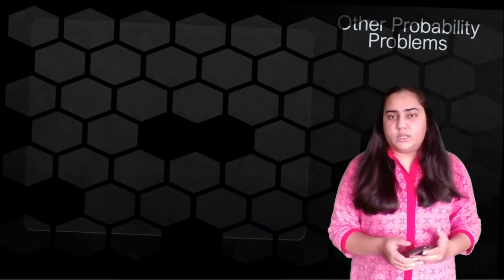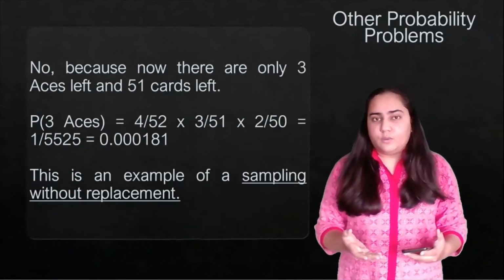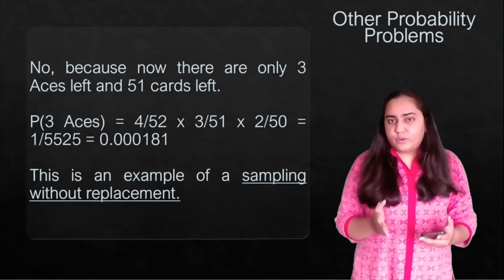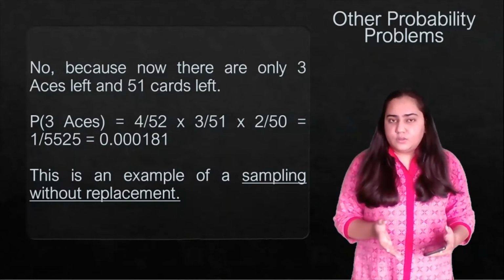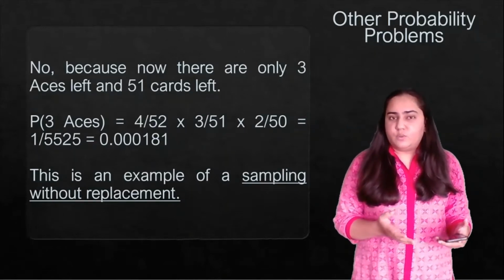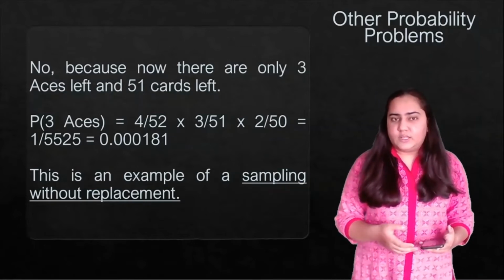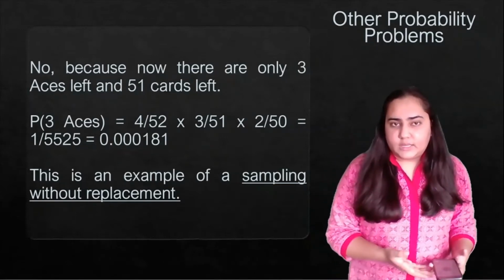No, it wouldn't. And we are going to see here how, because now after picking one card from the deck, you are left with only three aces in the deck, if suppose that was an ace. And also the deck now contains only 51 cards. So you have to modify your calculation and do it in this manner.